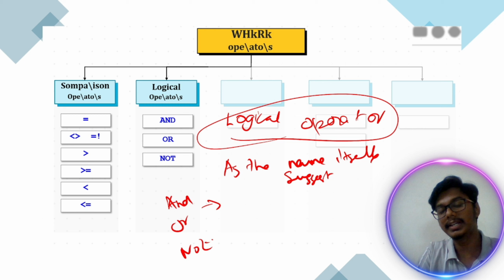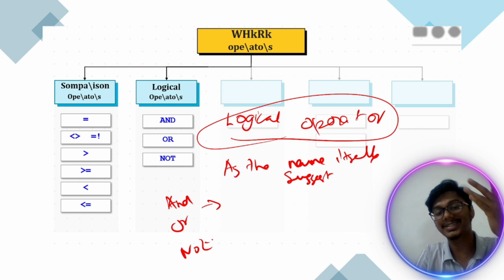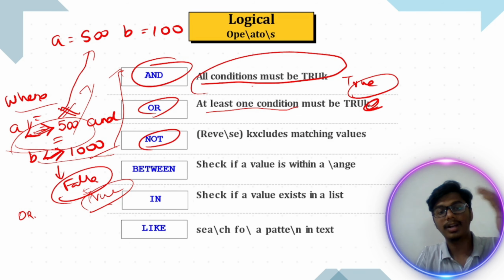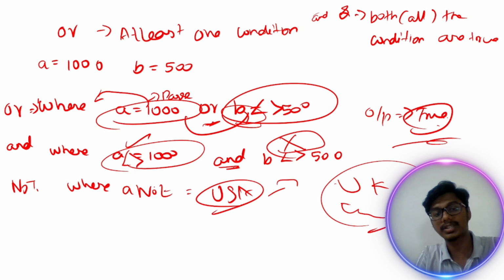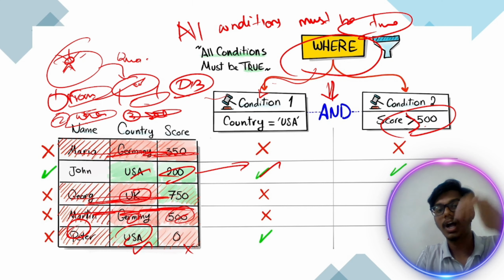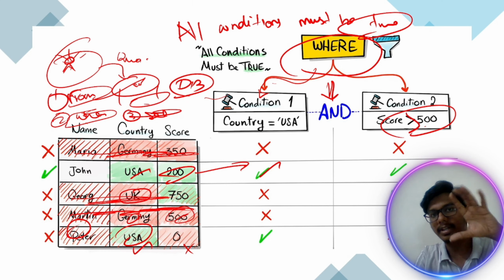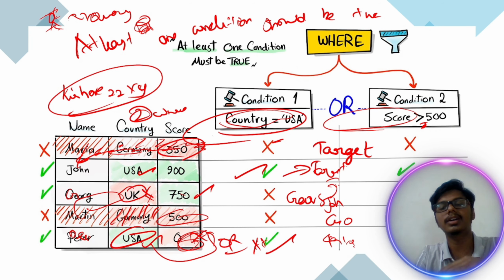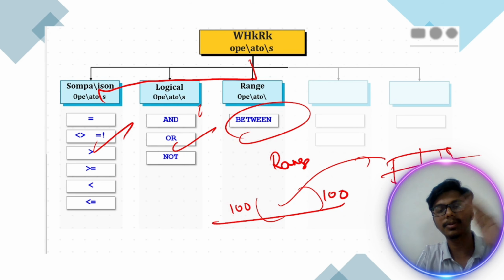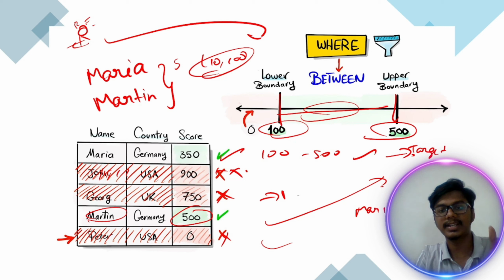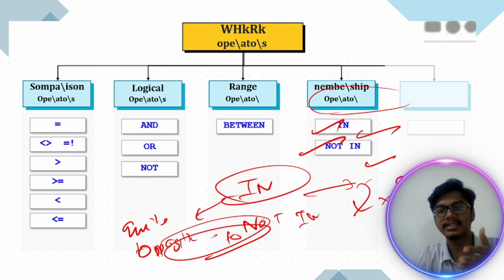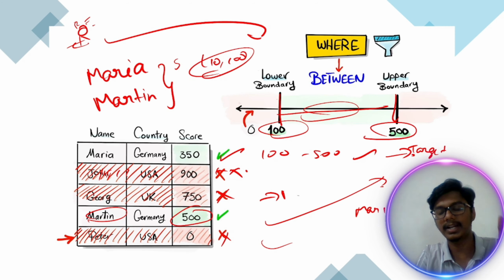Then we got into the logical operator. In this we discussed AND, OR, NOT, and I explained all those things very clearly and very logically, with a beautiful sketch also. Then we got into the range operator, BETWEEN, where the condition is between 100 and 500. We discussed it deeply at that time.